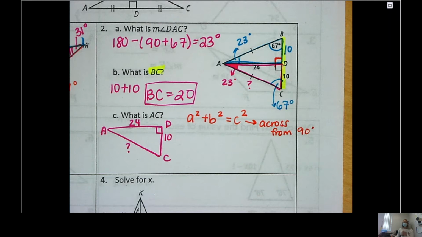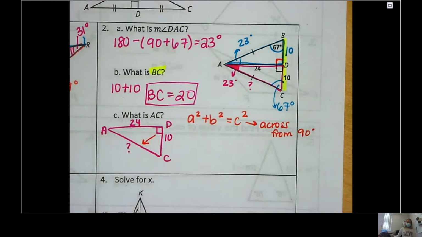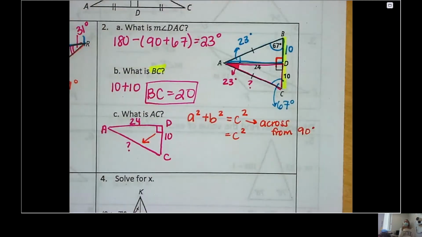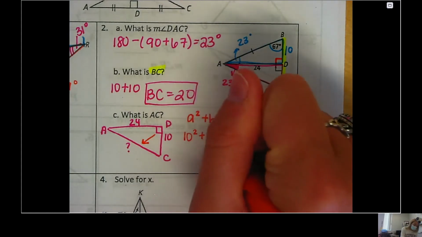So if you look at this picture, which one is across from the 90? You know that side? No, so that's the side I'm going to solve for. I'm going to leave it as c squared. My other 2 numbers are my a squared and my b squared, but it doesn't matter which order you put those 2 in. So you can either do 24 squared plus 10 squared, or you can put 10 squared plus 24 squared. Doesn't matter, you're going to get the same thing. I'm going to do 10 squared plus 24 squared.